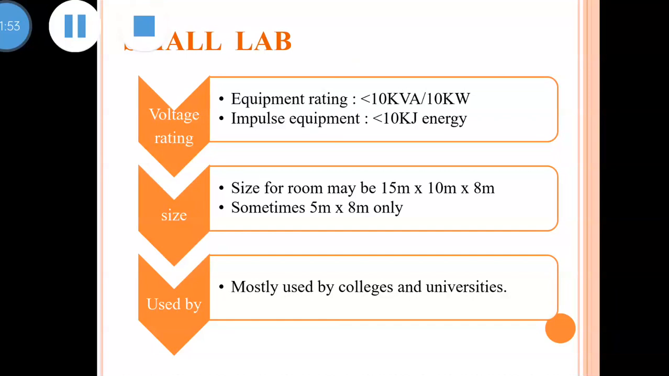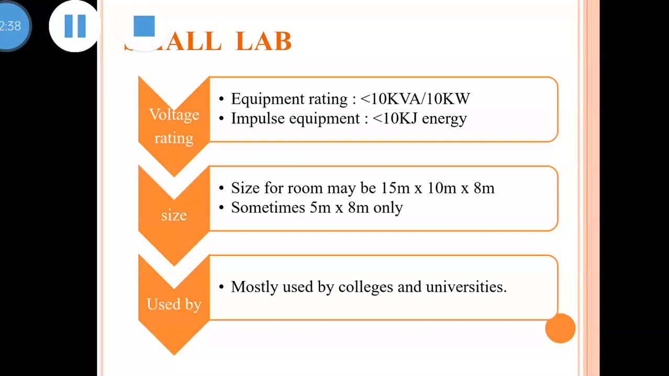Now, small lab. A small laboratory is one that contains DC or power frequency test equipment of less than 10 kW or 10 kVA rating, or impulse equipment of energy rating of about 10 kJ or less. Normally, the equipment is meant for housing in a room or hall of the size 15 meter by 10 meter by 8 meter. Sometimes the equipment ratings are limited such that they can be accommodated in a room of height 5 to 6 meter only.